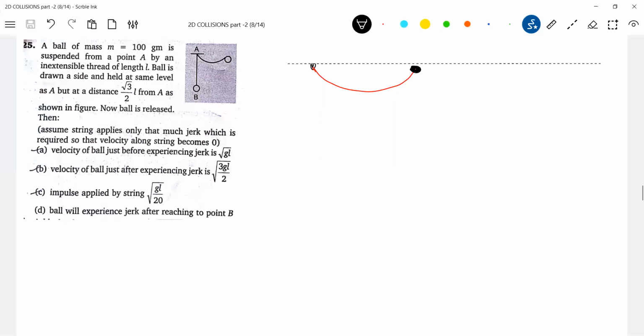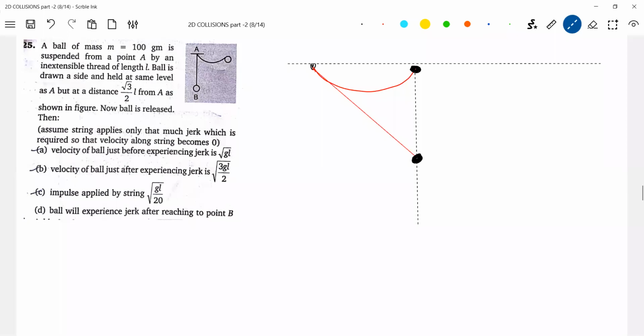Now I'll release it. So how long will it fall freely? Look at this. Now what happened? The string will be jerked. The ball will experience a jerk impulse. Velocity of the ball, this much is needed.